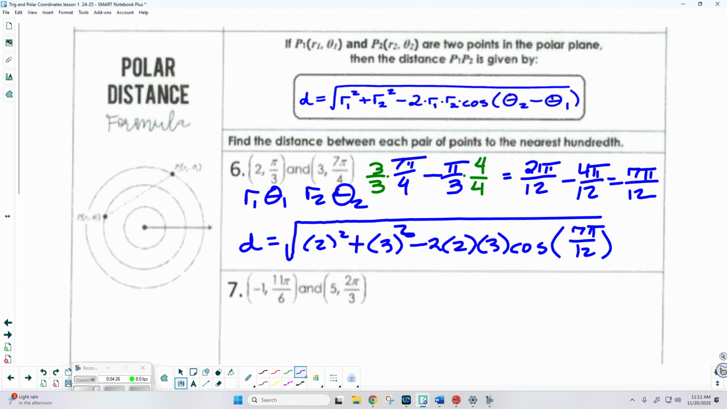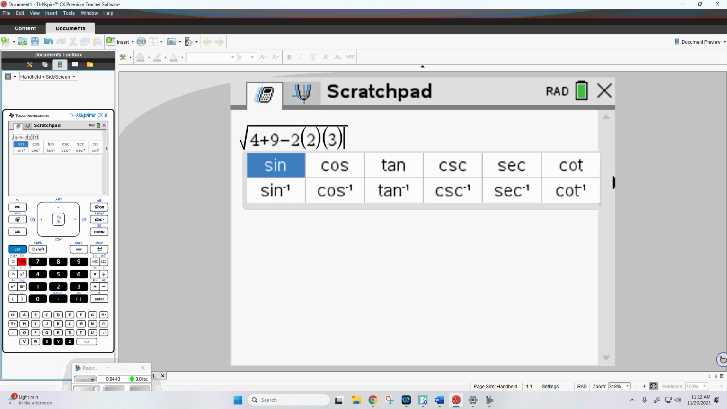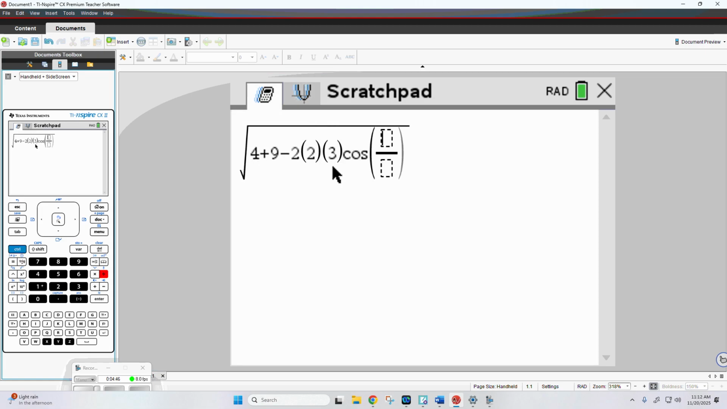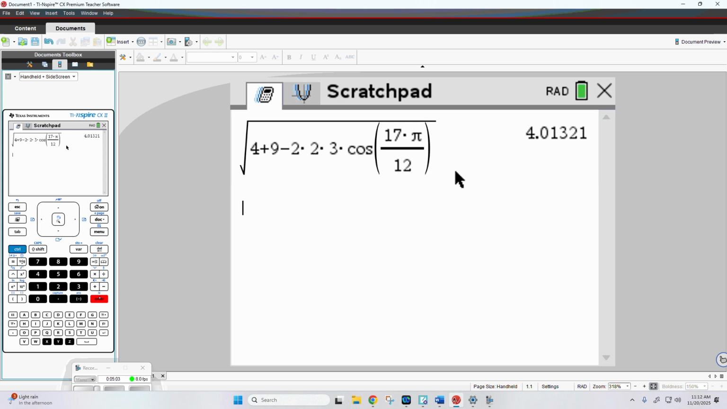We're going to round these distances to the nearest hundredth. So let's come on over here to the calculator. Control x squared is going to give me the radical. So 2 squared, 4, plus the 3 squared, 9, minus 2 times 3 times the cosine of 17 pi over 12. If we're going to work with radians, make sure that your calculator is in radians. When I push enter, I should see the distance between these polar points is 4.01 units.